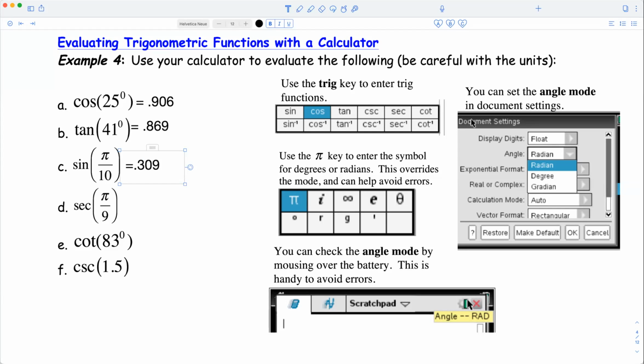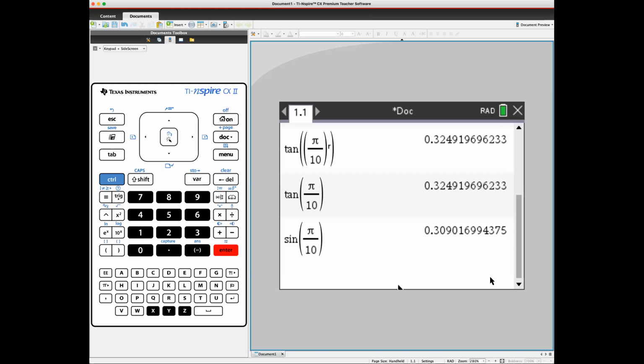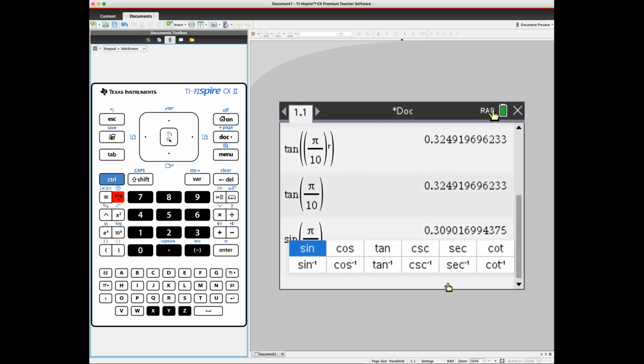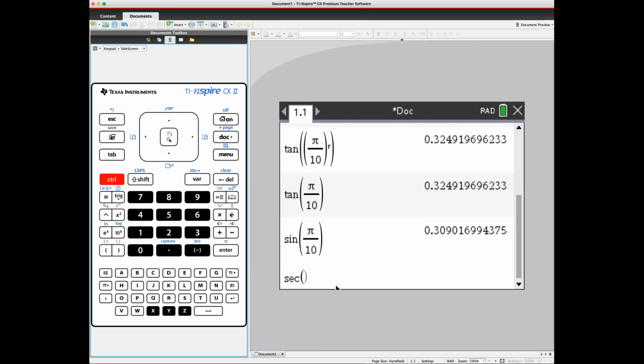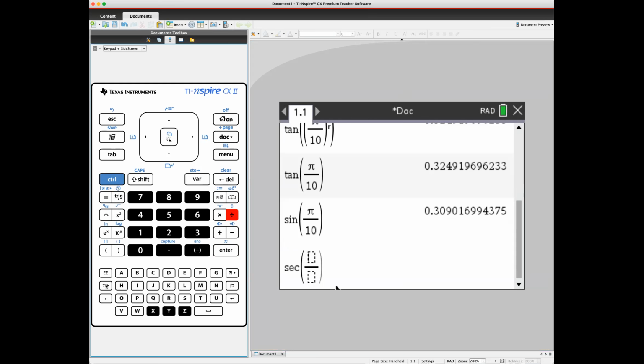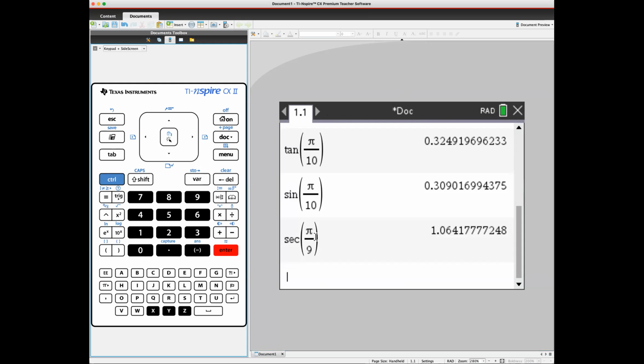Secant pi over 9, those units are in radians. So I'll go back to my calculator. Secant, so I'm in radian mode. I think that's the easiest method to use. I just wanted to show you the other way. Secant, then we'll do pi over 9. The units will be radians because we're in radian mode. Hit enter. That's 1.064.